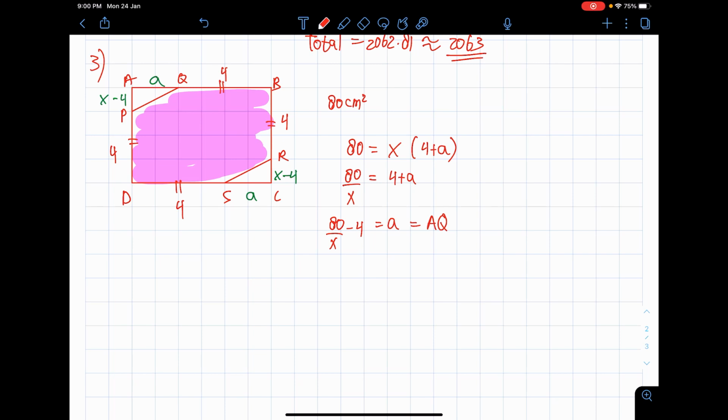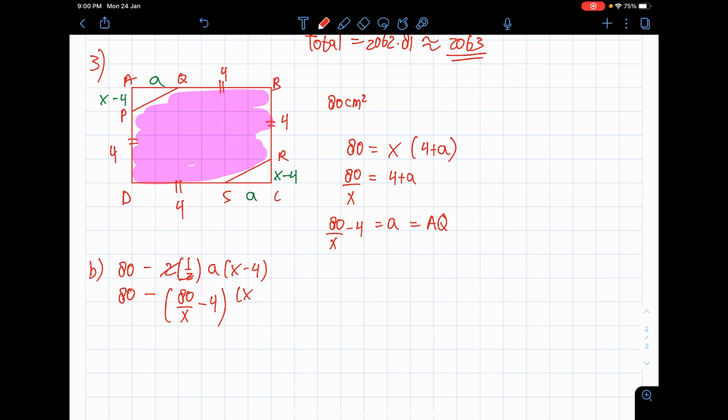Then part B, show that the shaded area is blah blah blah. You want to find the shaded area. Well, it's just 80 minus the two triangles. There are two triangles, so it's 2 times half times base times height. Of course I'm not using A anymore, because I know that A is 80 over X minus 4. This is the area of the shaded region.